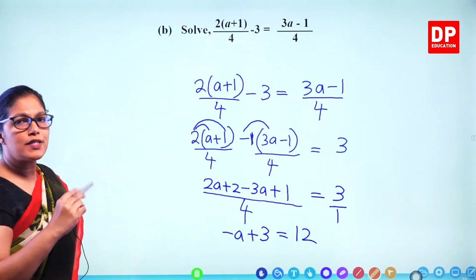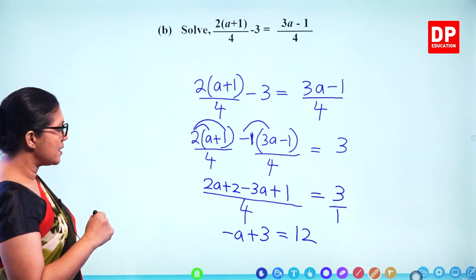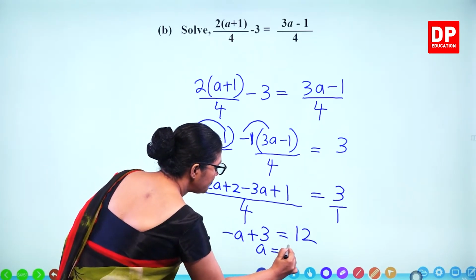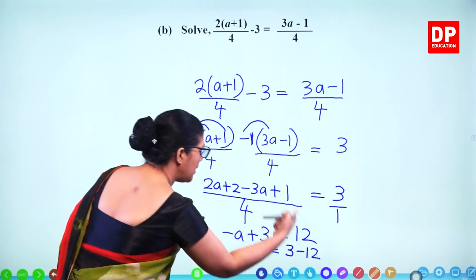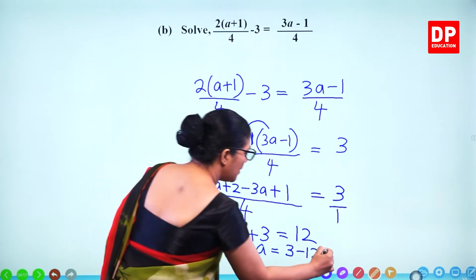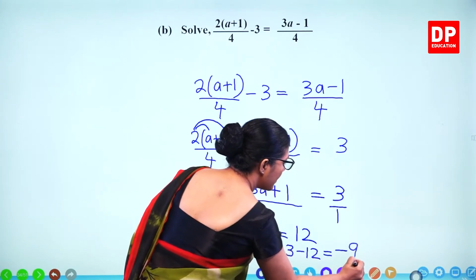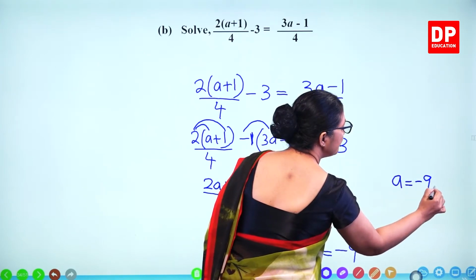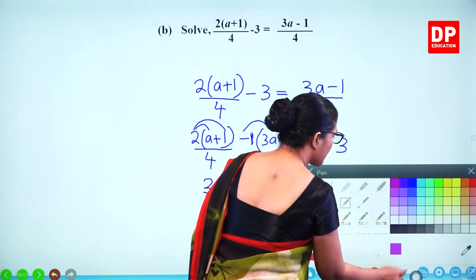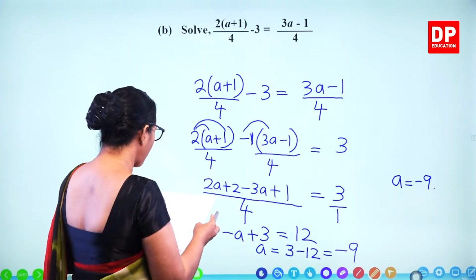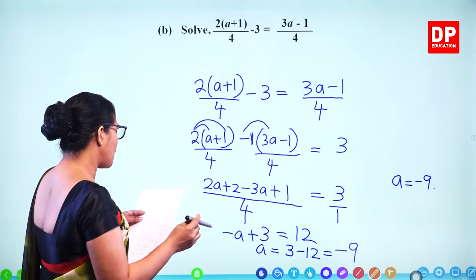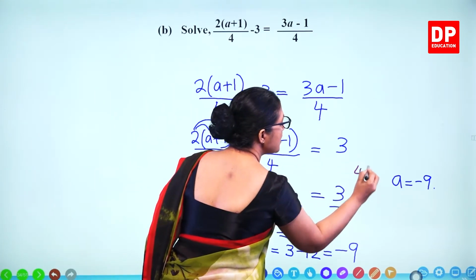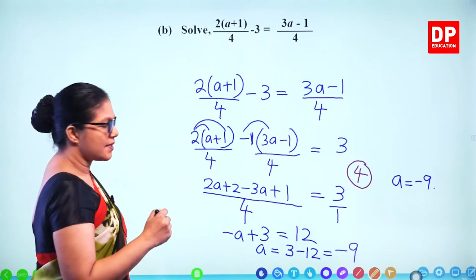You can multiply both sides by 4 to get rid of this denominator. Then, a, I'll take it to this side. 3 minus 12. 12, I can take it to this side. Minus 9. So, a equals minus 9. So, how many marks? 4 marks for the whole thing. So, expanding brackets, multiplying everything, 4 marks.